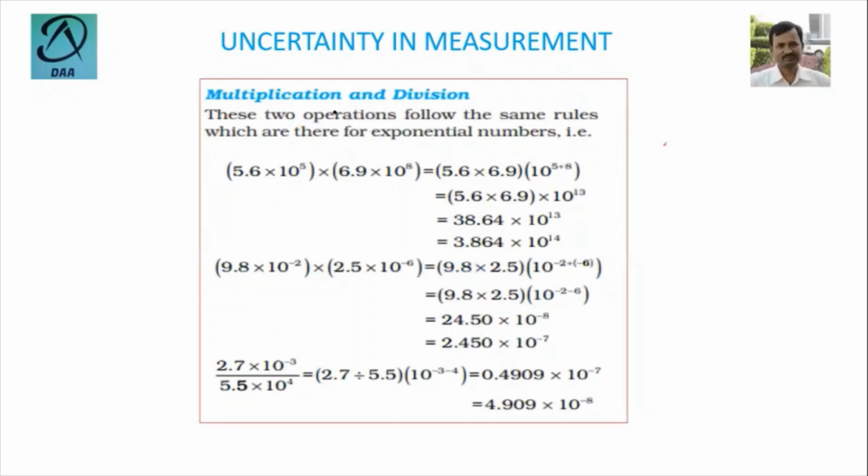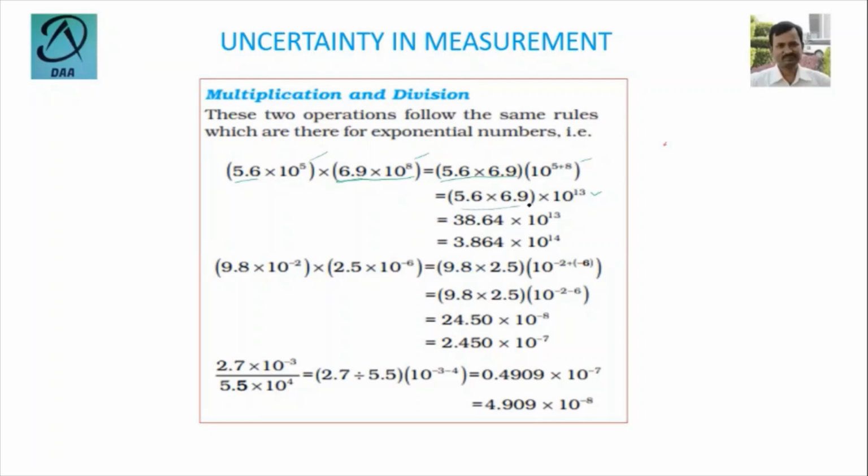For multiplication, we'll see, if you multiply these two numbers, 5.6 multiplied by 10 to the 5 and again multiplied by 6.9 multiplied by 10 to the power 8, you have to multiply these two numbers and again multiply with 10 to the power, where 5 and 8 you have to add. Here you can see 5.6 multiplied by 6.9, whole multiplied by 10 to the power 5 plus 8, and ultimately 5 plus 8 will come to 13.